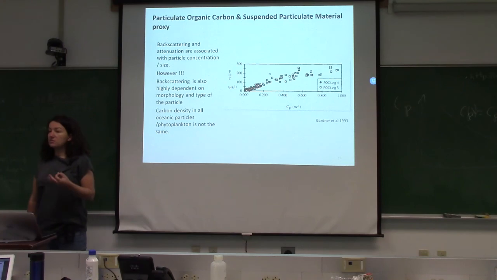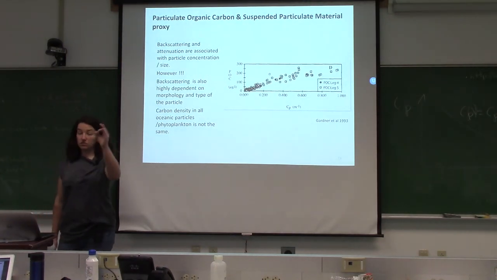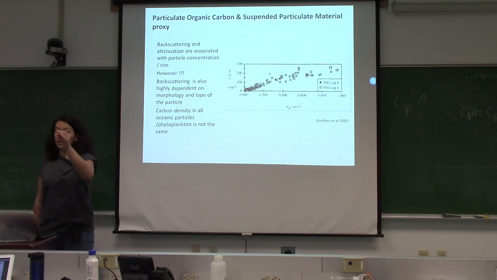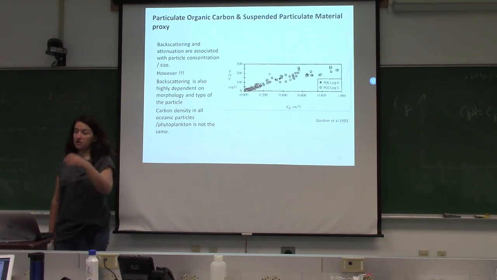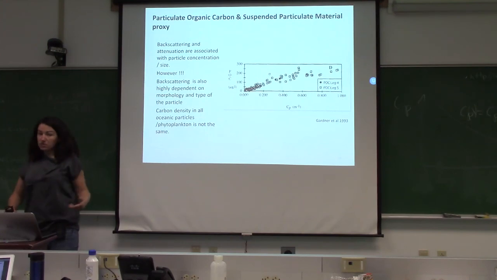You don't have the same amount of carbon per cell in a diatom like Hydroceras and in Dunaliella, or per biovolume, or per radius, just because they're two different creatures, no? And you're not going to have the same amount of carbon in detrital material versus phytoplankton. So there's variability. You just have to think about the uncertainties.